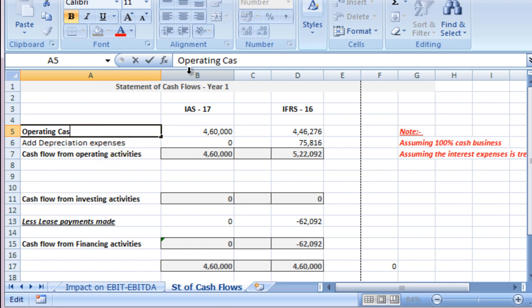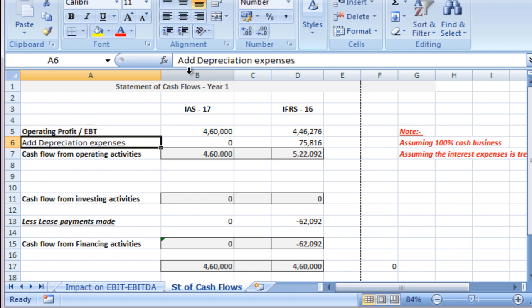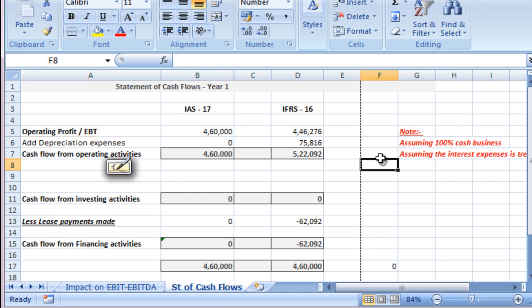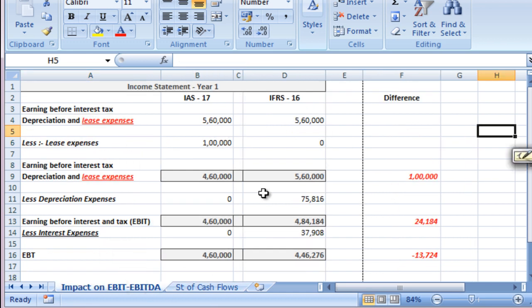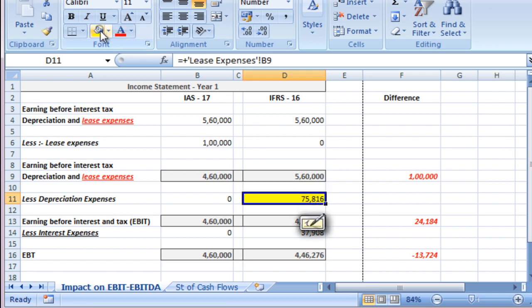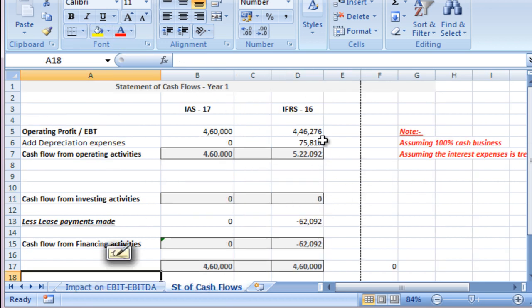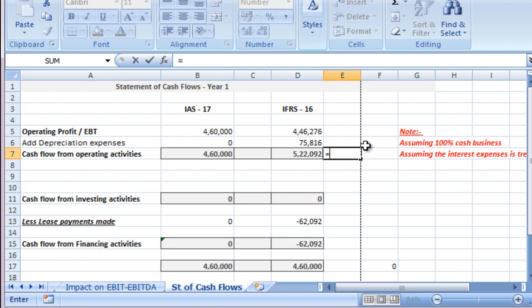I'm taking an operating profit. I've changed it. So I need to add a depreciation expense, because it's a non-cash expense. I need to add them up. There is no concept of depreciation here in IAS 17. So in totality, the cash flow from operating activity has gone up to the tune of 62,092.